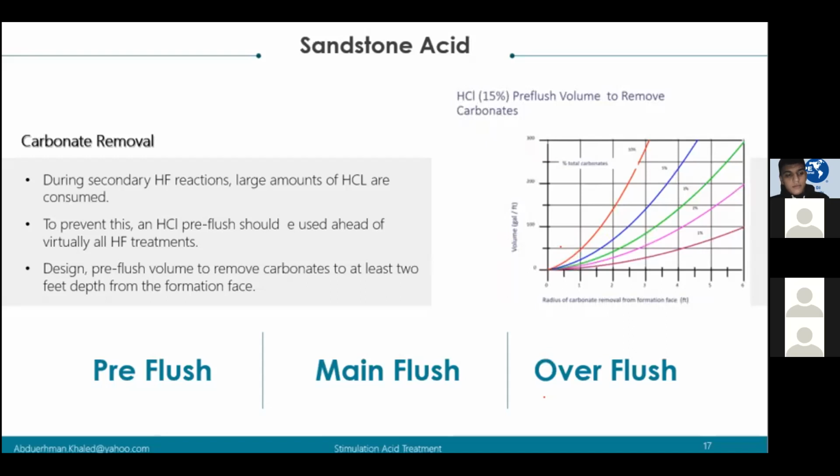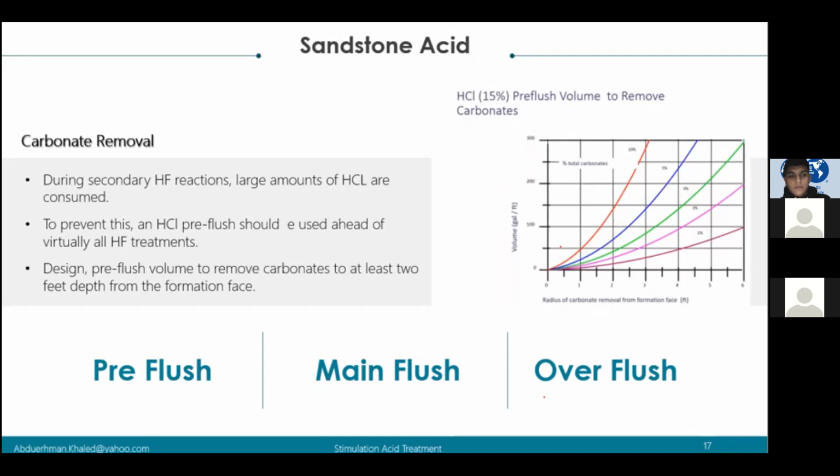And then after that, we have the main flush, which is HCl plus HF. The HF, or hydrofluoric acid, reacts with clays and fines, reacts with the drilling mud cake, and reacts with the silica to improve the near wellbore permeability. The objective of the HCl in the mud acid is to keep the pH low and help prevent the secondary HF reactions, the ones that I was talking about.